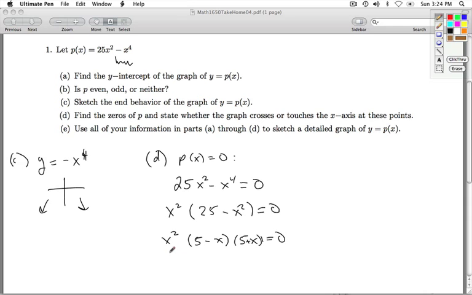And so what do we get? We get from this factor x is 0. From this factor x could be 5. From here x is negative 5. Okay? So the zeros are 0, 5, and negative 5.